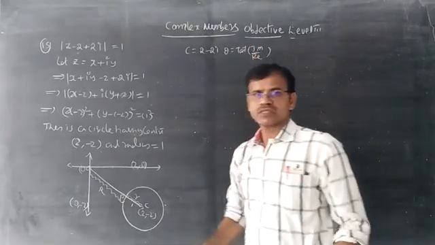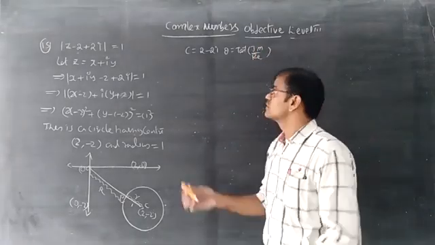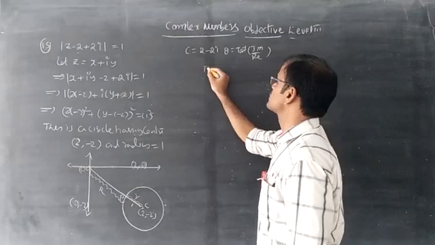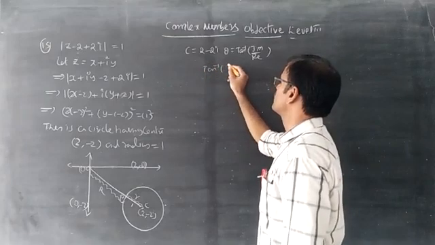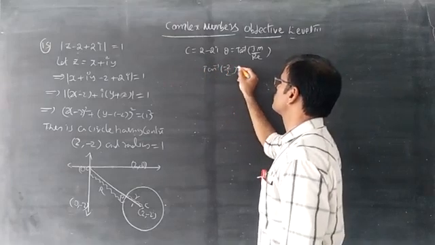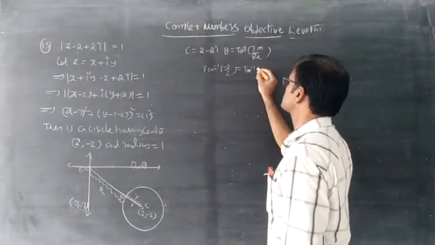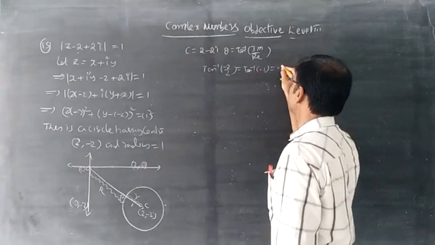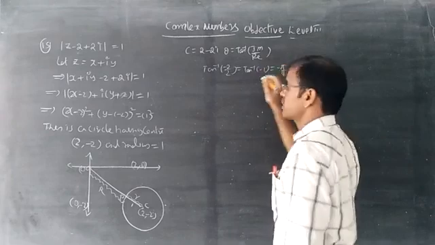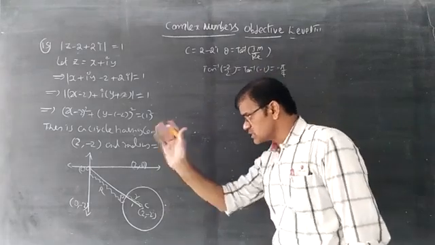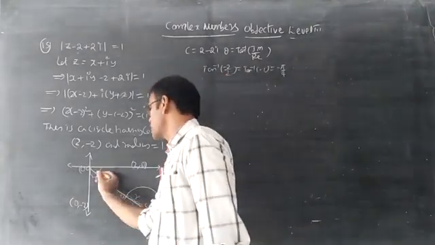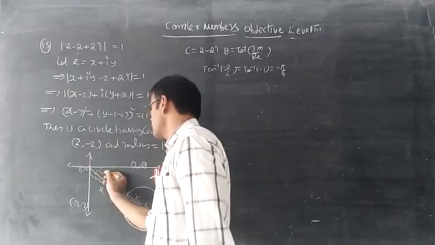Theta is equal to tan inverse of imaginary part by real part. So that is equal to tan inverse of minus 2 by 2, which becomes tan inverse of minus 1. Whenever it is tan inverse of minus 1, write here minus pi by 4 is the angle. That is why this is a negative angle.